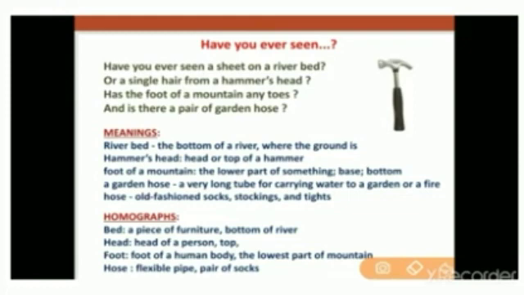In the last line, that is the fourth line of the poem, the word hose. It also has two meanings. One is a pair of socks or stockings, you can say, or the tights, and the other meaning is a flexible pipe which is used in the garden to water the plants. So the poet has very wisely used the words to create a humorous effect in the lines.